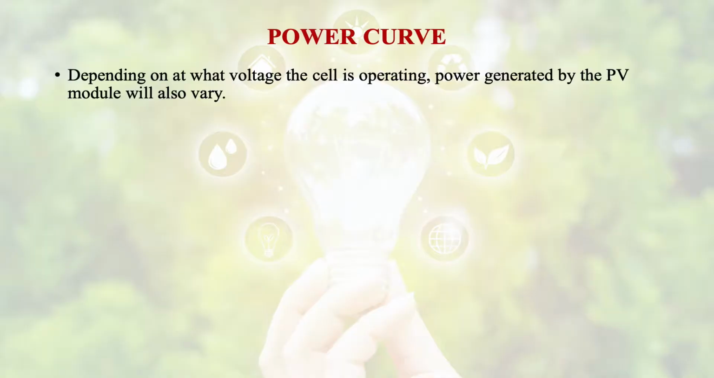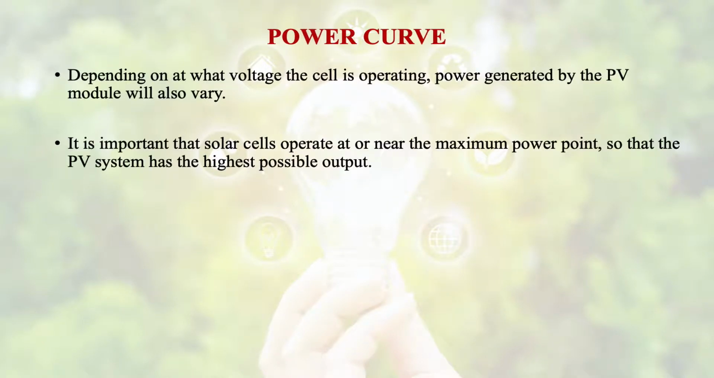So the power generated by the PV module will also vary depending on what voltage this cell is operating at. It is important that the solar cell operates at or near the maximum power point, so that the power system has the highest possible output. It would always be good to operate this PV system at the maximum power point, because your aim is to get the maximum possible power from the PV system, PV cell or PV module.